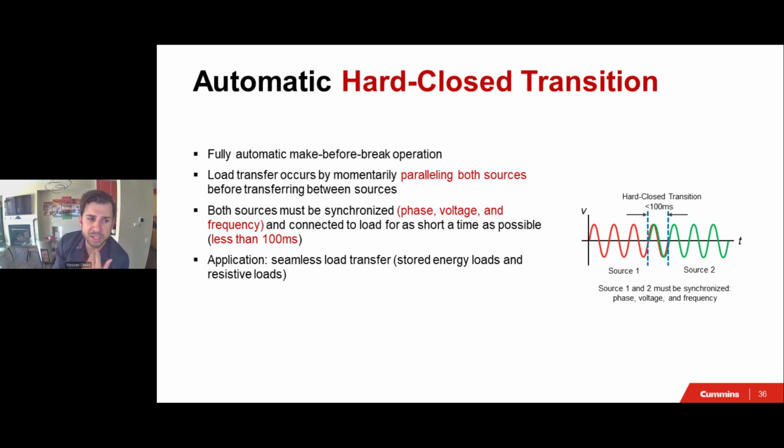Now let's switch gears and talk about hard close transition. For the hard close transition, also known as make before break, we're going to connect the two sources momentarily together before we break that connection. It's hard close transition because it typically needs to be done within 100 milliseconds. So momentarily the two sources are paralleled and then we break that connection. It is a seamless load transfer. This is the biggest advantage of it.